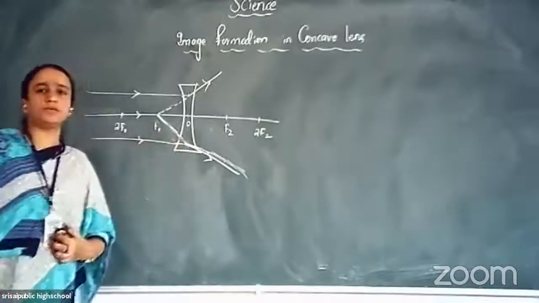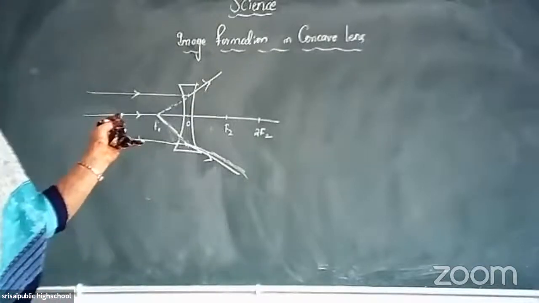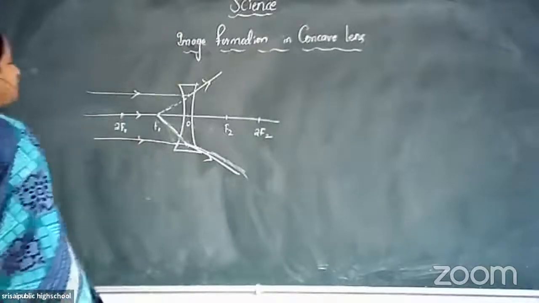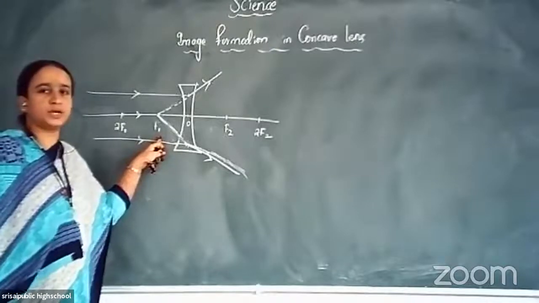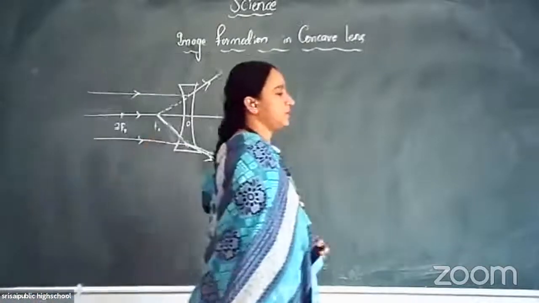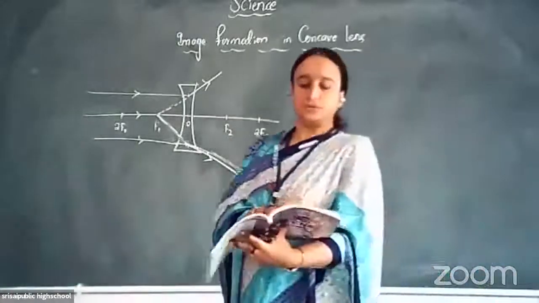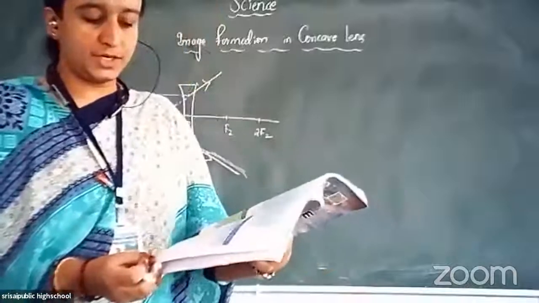Then what about the nature of this image that you have got here? How is the nature? It is virtual and erect. There is a tabular column and the diagrams given in your textbook with respect to this image formation in case of the concave lenses. See, page number 89.